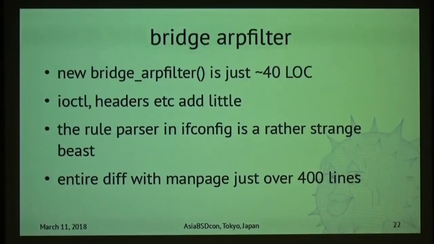It is surprisingly easy to add this to the bridge. The function that peeks into the ARP announcements and is able to filter on them is really just 40 lines of code. Of course, there's a little bit of infrastructure around it. You need the ioctls and the headers and structure definitions. But it really is not all that much.